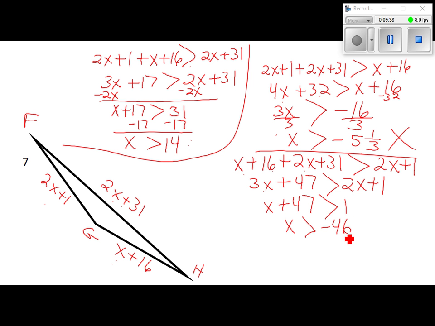Same idea on this one. We already know x has to be bigger than 14, so we know that it's got to be bigger than negative 46. So this one doesn't really help us either. The most that we can say about x in this problem is that we know x has to be larger than 14. That's the best description we can give for x.